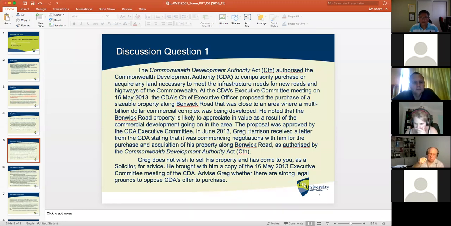Very good. Thank you. Can I ask all of you to put in the chat box what you think is the correct answer? Is there a ground to oppose? Yes, there are strong grounds to oppose, or no, there is no strong ground to oppose.